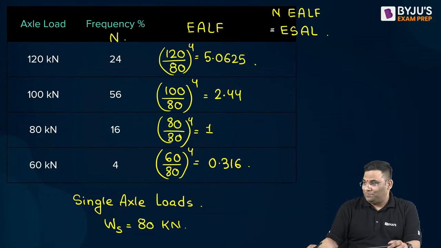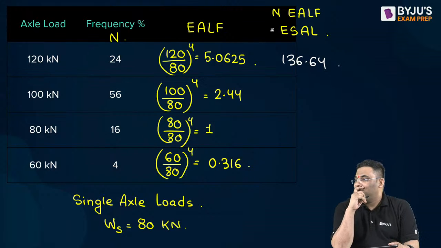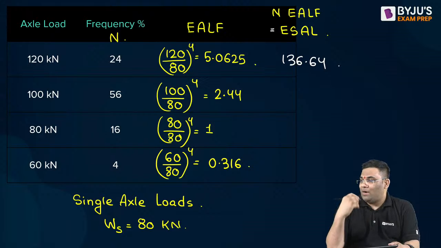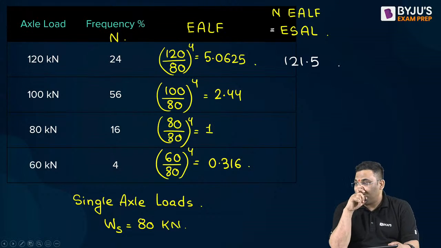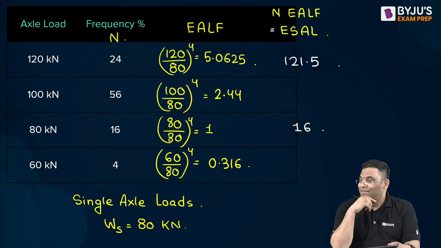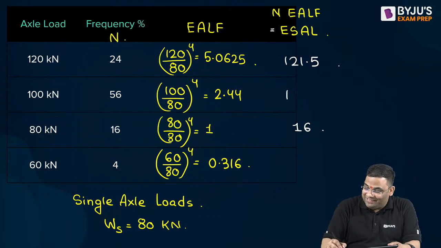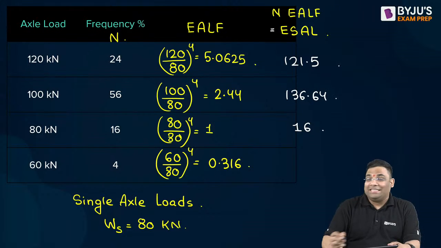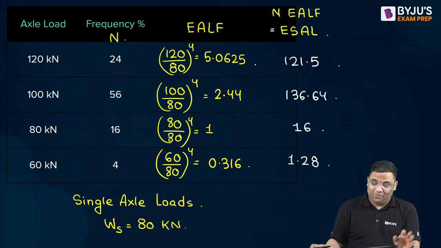First one 136.64. Second one 121.5. Very good. Third one will be 16. That is easy. Santu has found it. See, that is smart answering. So 136.64, then 16, then 1.28. I want all of you to calculate. I could have had these numbers written beforehand, but I didn't want that.